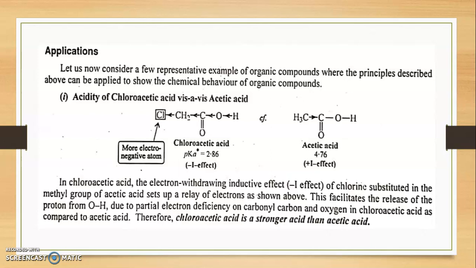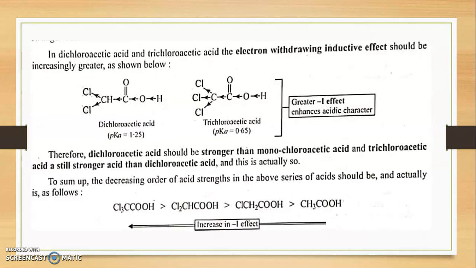In this, the chlorine is a more electronegative atom, and thus the electron deficiency on the carbon and oxygen in the chloroacetic acid, compared to the acetic acid, makes the release of the proton from OH easier. So the chloroacetic acid is stronger than acetic acid.